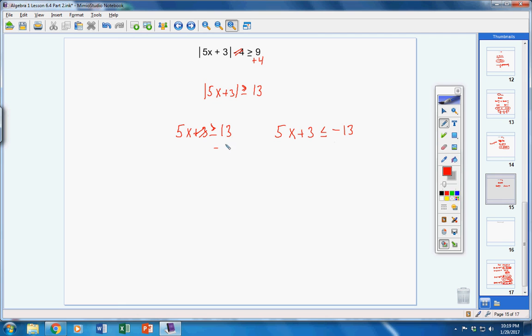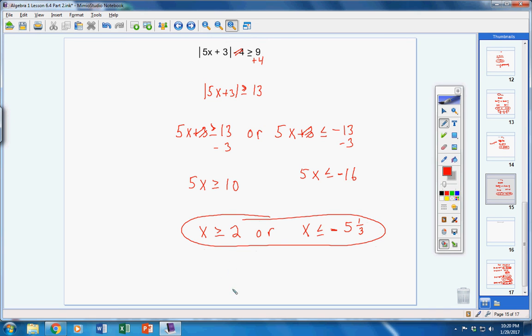Bring this 3 over and make it a negative 3, and I'm left with 5x is greater than or equal to 10. Divide both sides by 5, and x is greater than or equal to 2. Over here, I'll put the word or, of course. We have a disjunction. Here we have 5x is less than or equal to, bring your 3 over, make it a negative 3. So negative 16, divide both sides by 5. x is less than or equal to negative 5 1/3, or 16 over 3, or 5.3. Now that's your answer. You're finished.